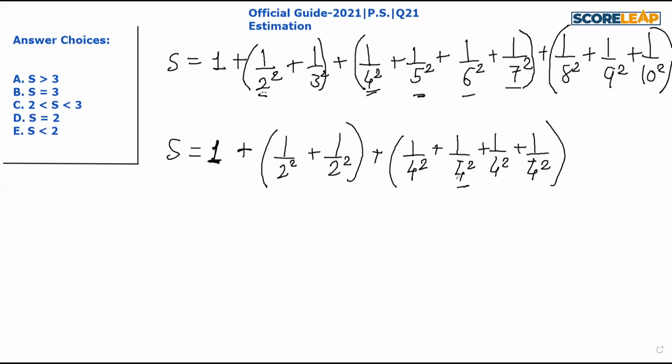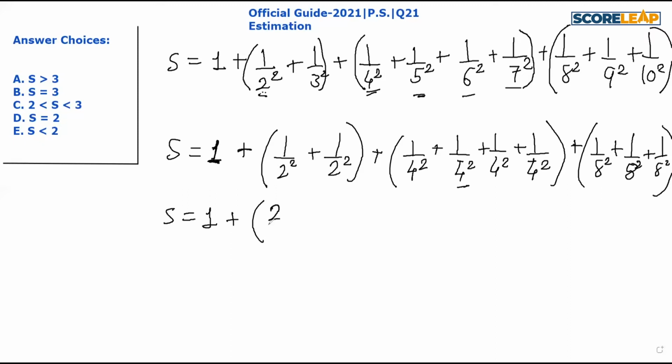We will check with the maximum values whether it falls within the limit or not. You will see what will happen. Here, 1 by 8 square is similarly greater than 1 by 9 square and 1 by 10 square, so I will replace them with 1 by 8 square only. So what will it be? S is equal to 1 plus 1 by 2 square plus 1 by 2 square, which is 2 by 2 square. And here it will be 4 by 4 square.